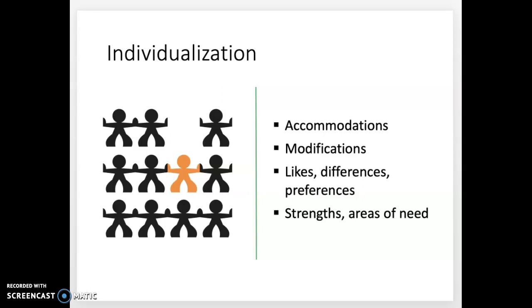So we need to make sure that we have a very good handle on what our students' strengths are, what are their areas of need, so that we can design our lesson plans and our instruction around the individual needs of our students. So this doesn't mean that you have to meet with students individually in every single lesson. You might, but if you're providing accommodations and modifications, then you are individualizing so that your students are successful.